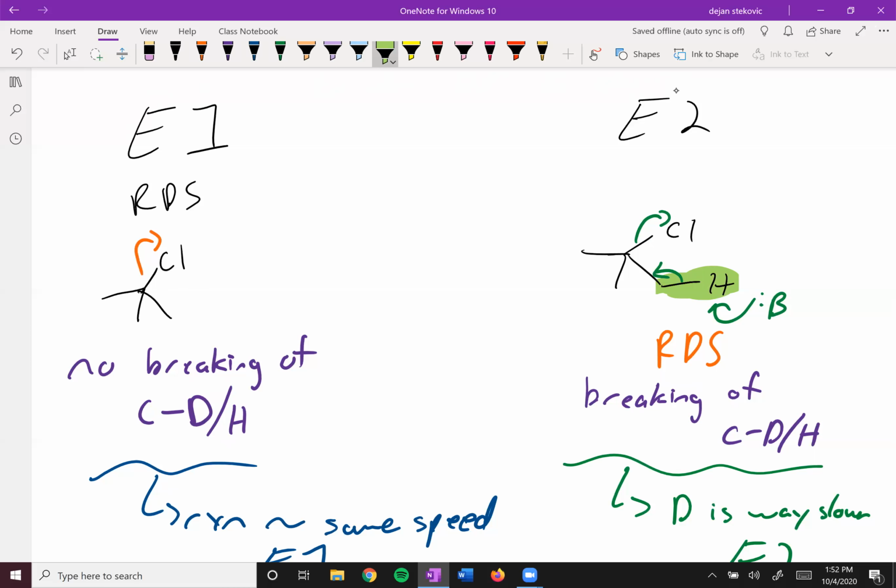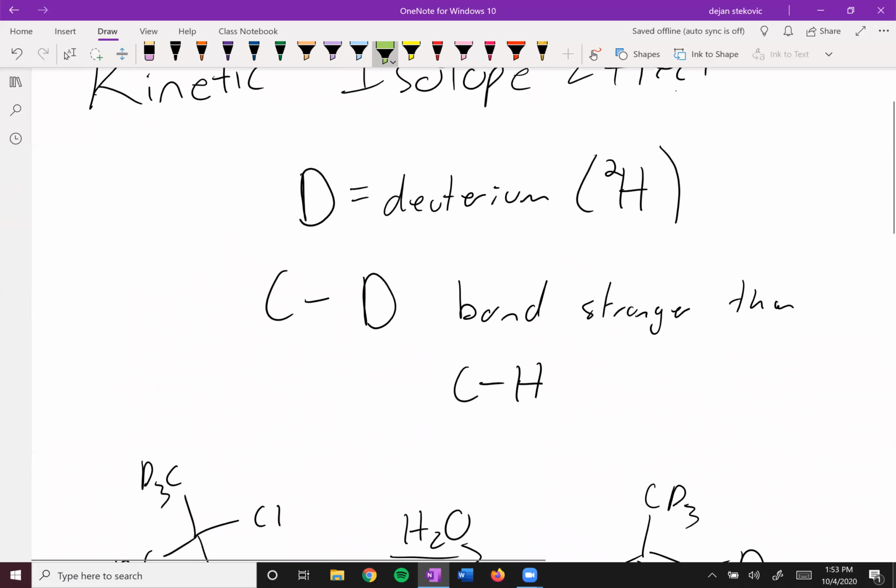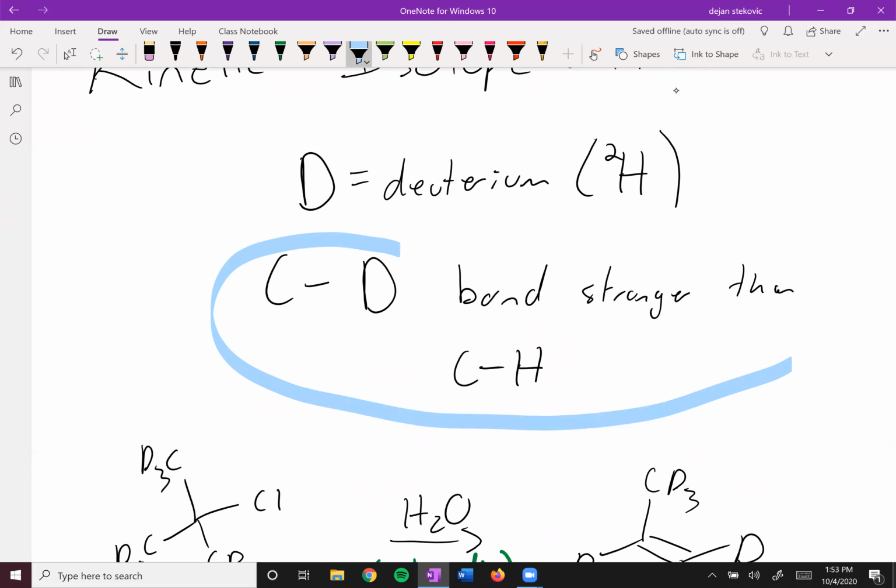Overall, this isn't that important of a concept. The main thing that you want to know here is that the CD bond is stronger than the CH bond, because you may see it in like an ACS standardized exam or maybe MCAT or something like that.